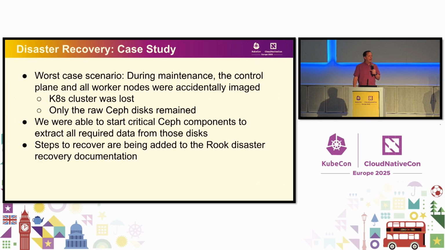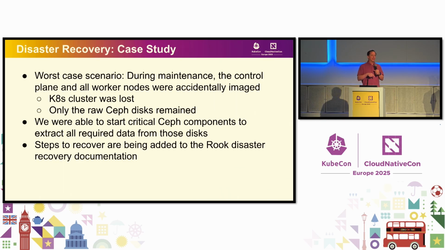So here's kind of a case study. In the last month or so, working with a user where kind of the worst case scenario, during one of their maintenance operations, the control plane and all the worker nodes were accidentally imaged. Oh, whoops, I just rebooted all my nodes and they all got a new image. That's rather disastrous. Kubernetes is gone, right? So what do we do? Is there any hope to recover the data?